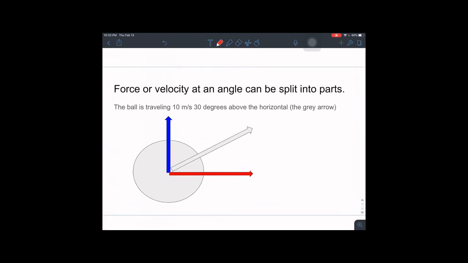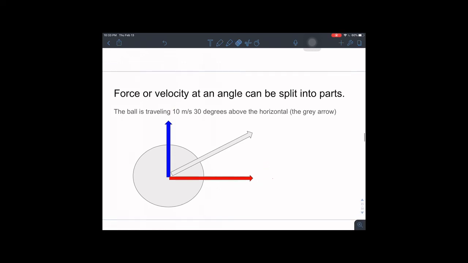Force or velocity at an angle can be split into parts. So, if a ball is no longer being launched just off a cliff or straight up, but at an angle, we can split this motion into its x and y components. To do this is very simple. We can define the hypotenuse of this right triangle we're drawing. The hypotenuse would be this gray arrow.